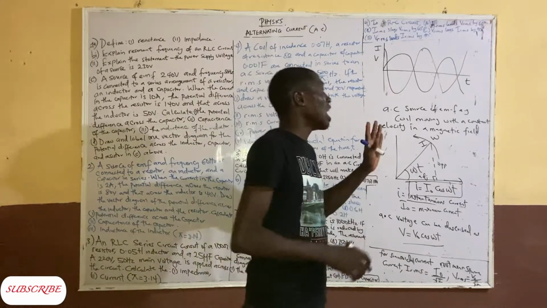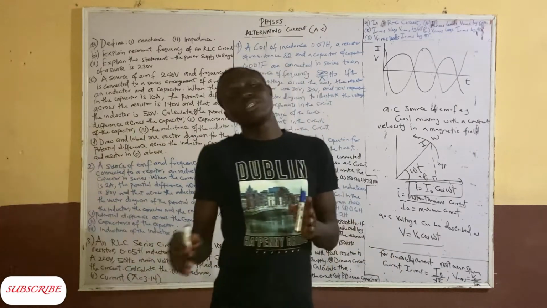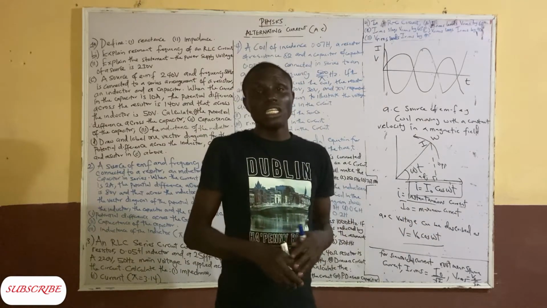So that's that about the definition and the description of the current in an AC circuit, and the difference between that of a current in an AC circuit and the direct current in a circuit.